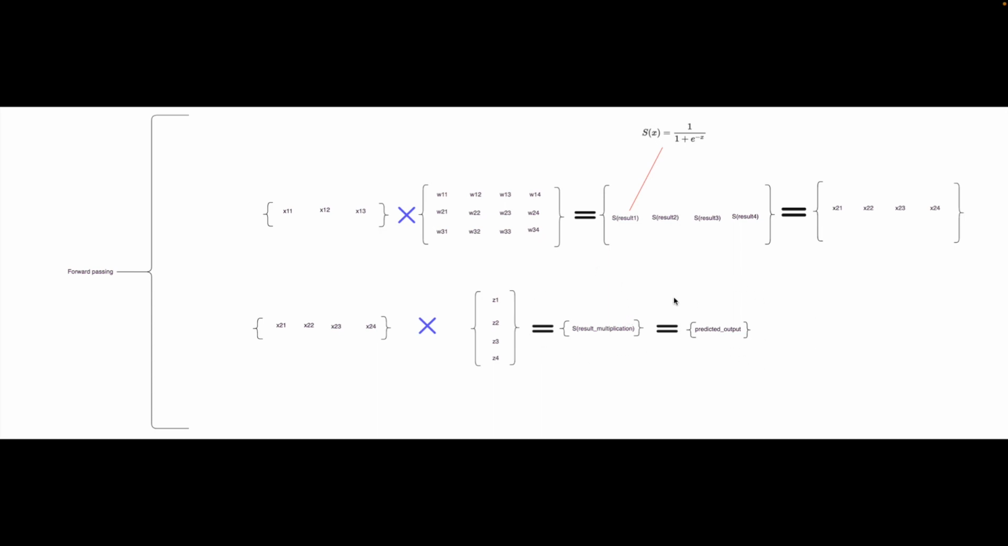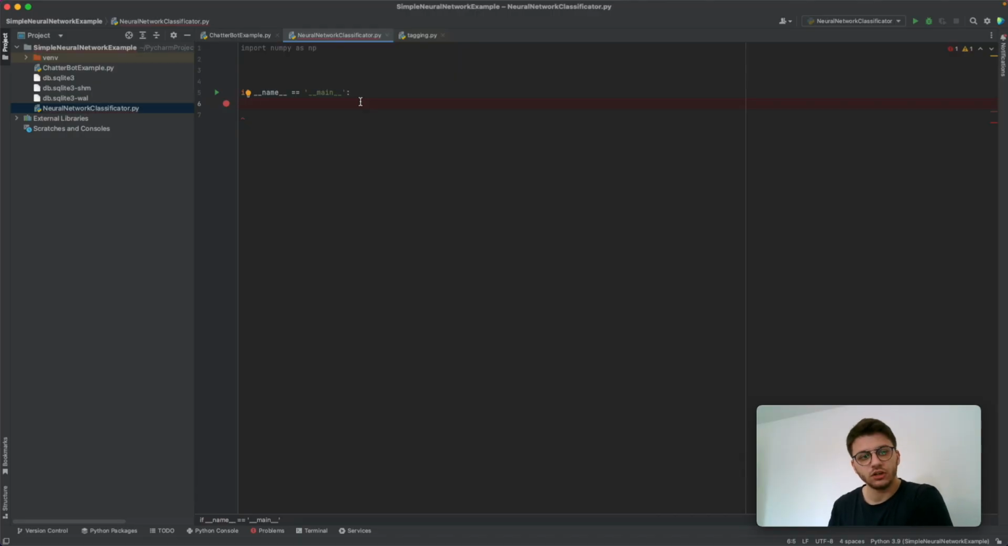It will be a function that is between 0 and 1, and if it's between 0 and 0.5 we will round the result to 0, and if it's between 0.5 and 1 we will round the result to 1. Now that we talked about the mathematical implementation, I would like us to start coding the neural network. I will open PyCharm. First, make sure you import NumPy exactly like this, and then write the main entry point.